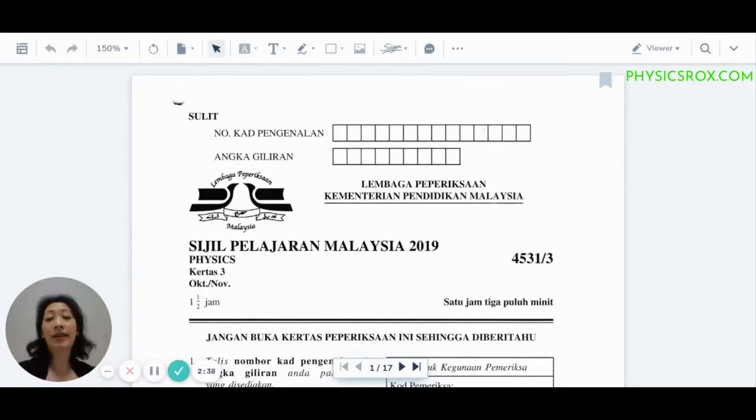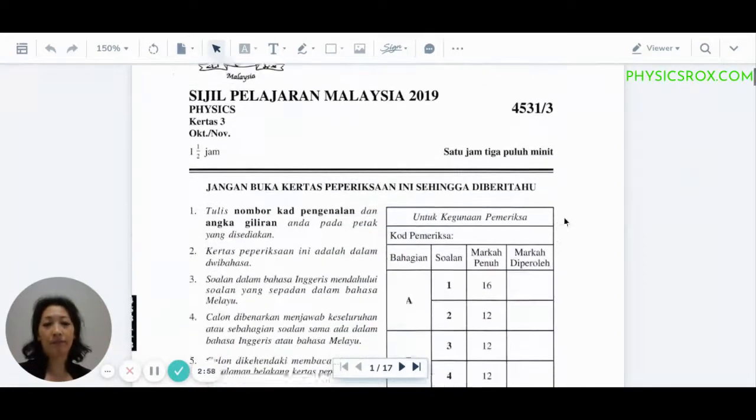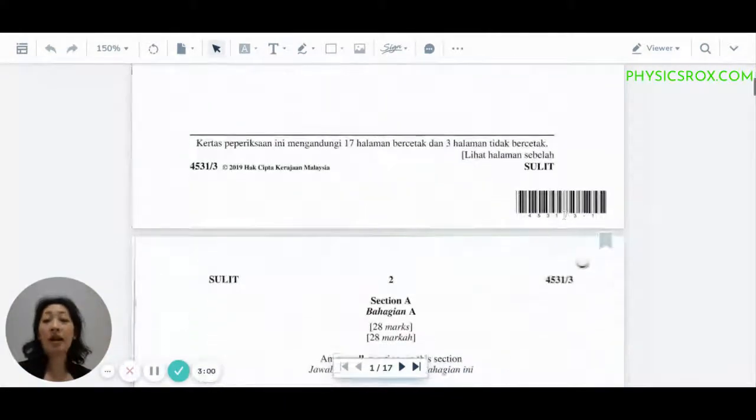I'm going to be using the SPM 2019 actual past year paper for this example. But like I said, the methods that I will be discussing can be used for any SPM paper 3 samples. So let's start. This is the actual SPM paper 3. We're going to do section A only for this video. Let's get started with question 1.